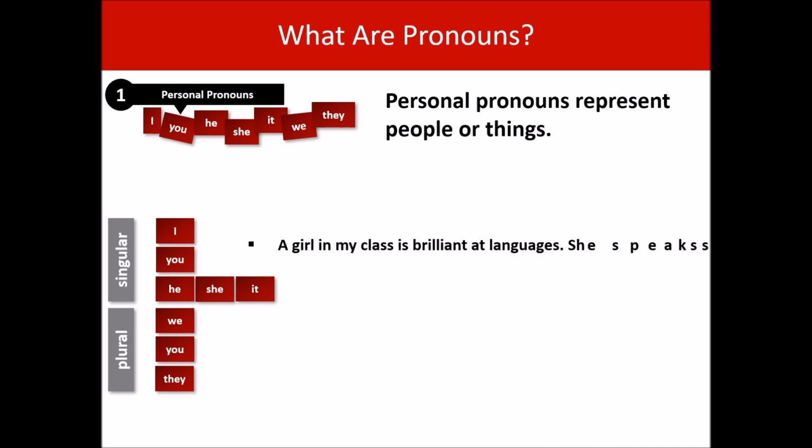Here is an example. A girl in my class is brilliant at languages. She speaks 6. So she is our personal pronoun, and it replaces a girl in my class. A girl in my class is the antecedent of the personal pronoun she.